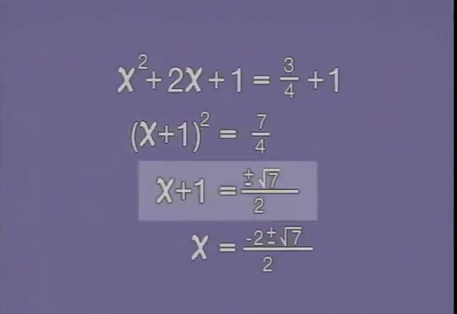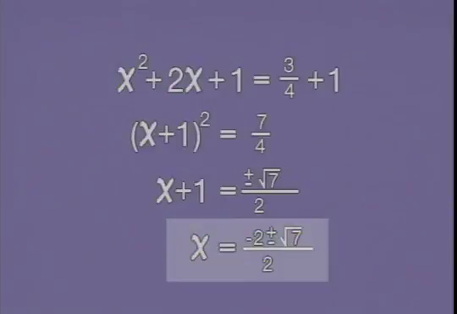Then we take the square root of both sides. We get x plus 1 equals plus or minus the square root of 7 over 2, 2 being the square root of 4. And finally, we subtract 1 from both sides in the form of 2 halves. The reason we go to 2 halves is to have a common denominator. And of course, therefore, we get our final answer, which is x equals negative 2 plus or minus the square root of 7 over 2.